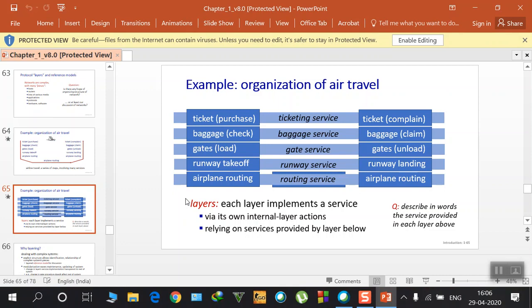Each service here is a concept of layers. And why do we do layering? To reduce complexity. What do I mean by reducing complexity? Say my baggage is lost. Where do I go? I would know that baggage is taken care of by baggage services, and baggage services deal with lost baggage.